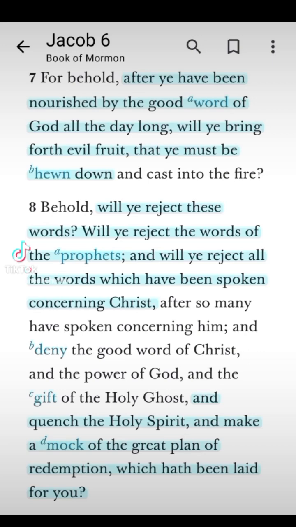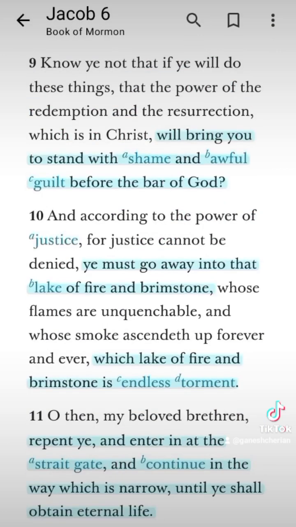Will you reject? Will you reject? And will you not listen to the Spirit? The idea that if you find any problem with these things, that you are in the wrong. It's not God. It's not the scriptures. It's not the Book of Mormon. And then Jacob resorts to shame, the idea that you're going to stand before God at the judgment day and feel terrible because you'll now be in the position of knowing that you were wrong. And then it's too late because you'll go to the lake of fire and brimstone, which is endless torment.